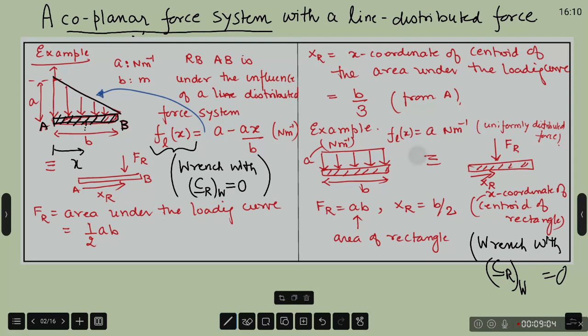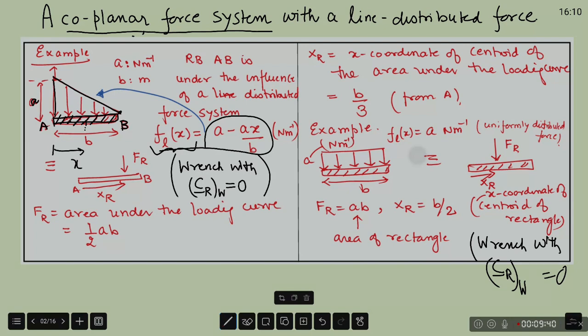Now given the figure, FL is distributed like a triangle, so the exact function can be written in this manner. You put x equals 0, FL becomes A, which is given here. You put x equals B, it should become 0, and that's what is happening here. In between it is a linear variation, so that must be FL of x.